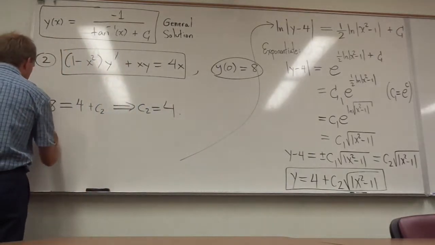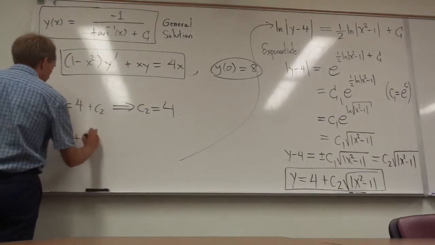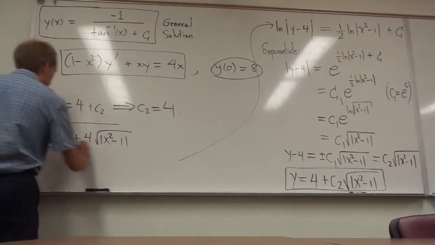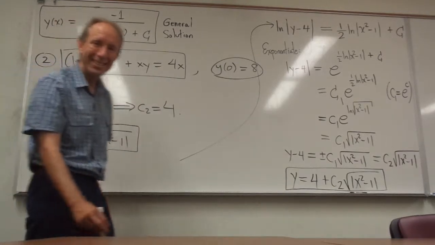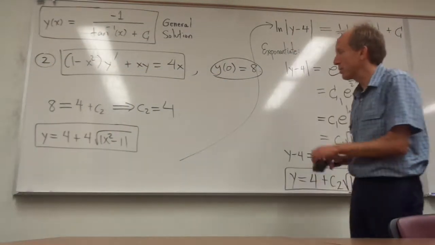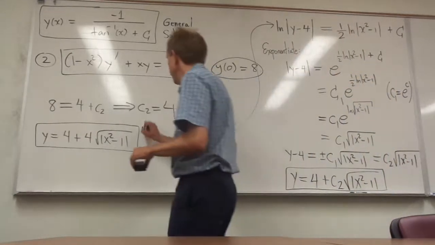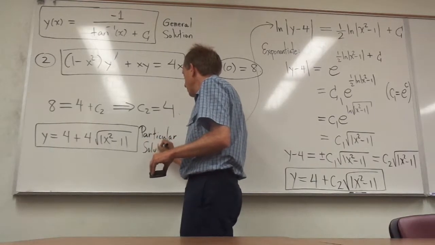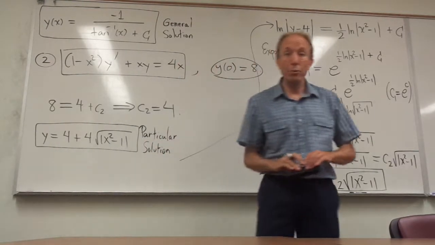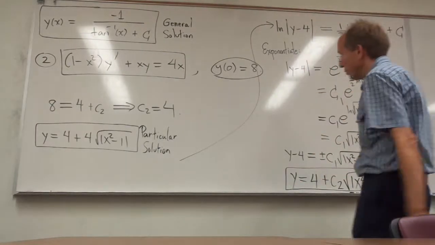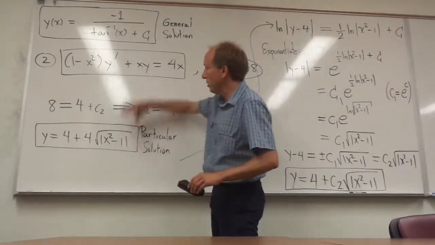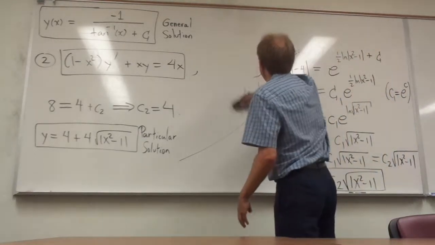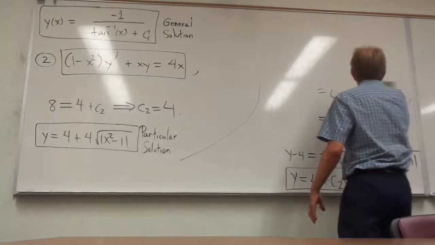And so finally now we can plug that in. 4 plus 4 radical absolute x squared minus 1. There's your final answer. Okay, I hope that makes good sense. That's a particular solution. Remember, when you've plugged the generic constant that was part of the general solution in with a particular number, you get the particular solution. So, general solution versus particular solution. Okay. One last thing, and then we'll call it good.